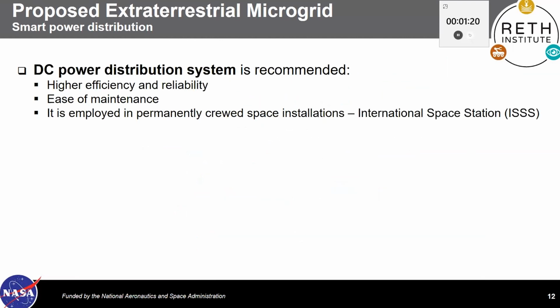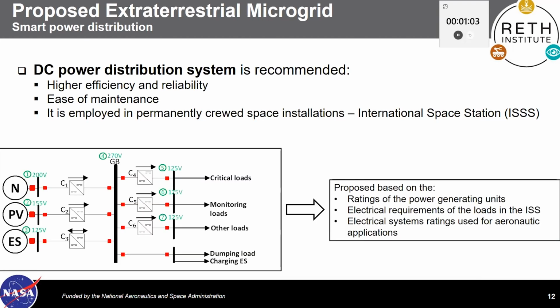The power distribution system for our microgrid is proposed to be DC power distribution because it has high efficiency and reliability, and it is easy to maintain. Most importantly, the DC power distribution system is currently employed in the International Space Station. Can we go next?